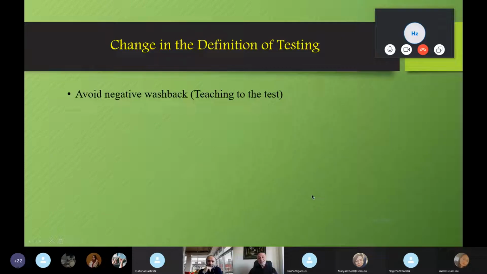Now, with this post method, testing lost its momentum, because especially important tests like IBT, IELTS, Pearson, Michigan lost their momentum because they created a very negative washback. People started to study for the test, not to study to learn.